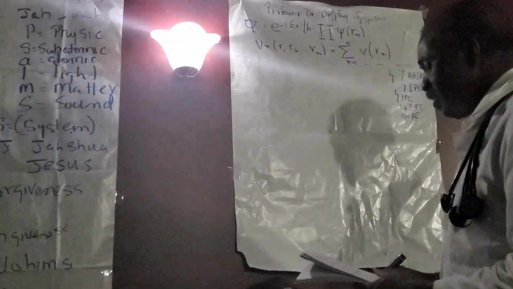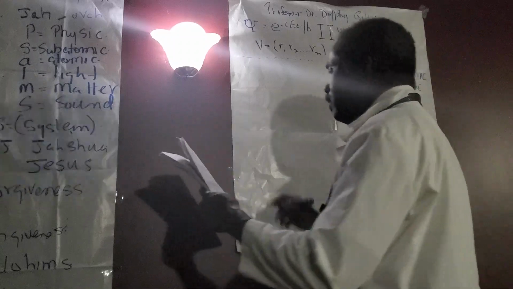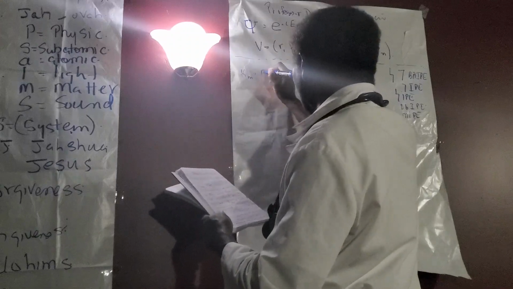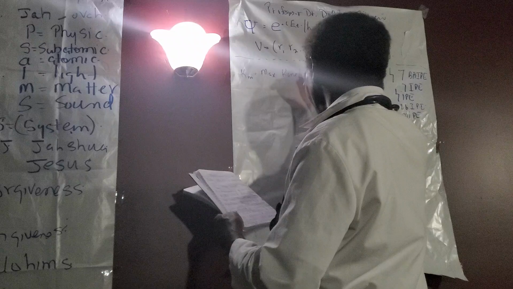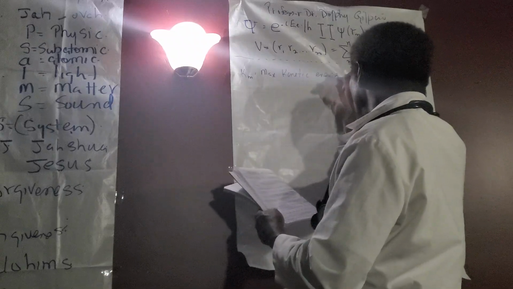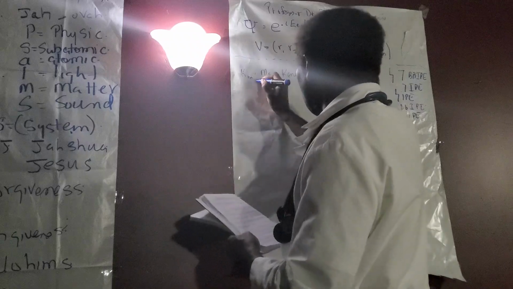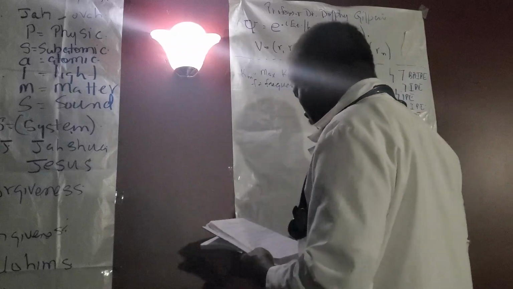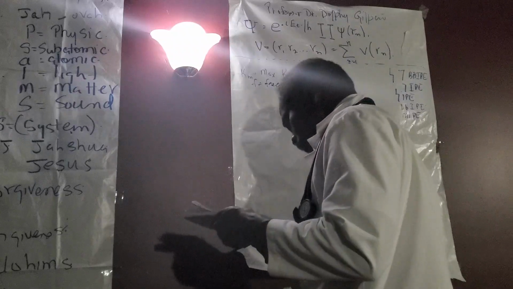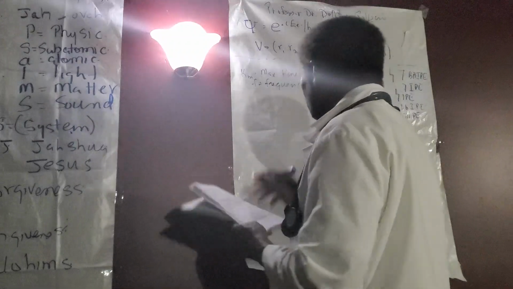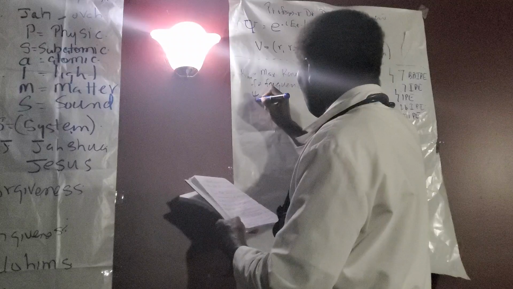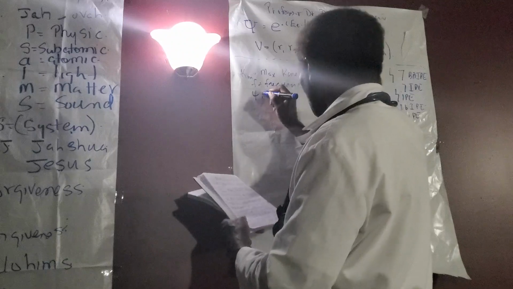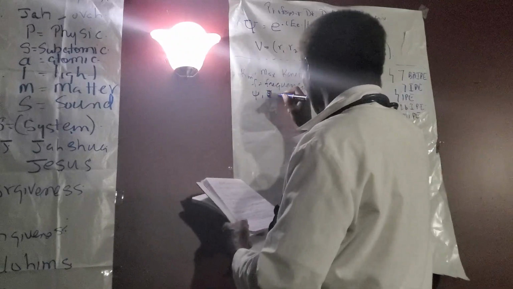Let's go back to our photo emission here. And what we have here is Km equals max kinetic energy. F equals frequency. This is omega, and this is the work function.